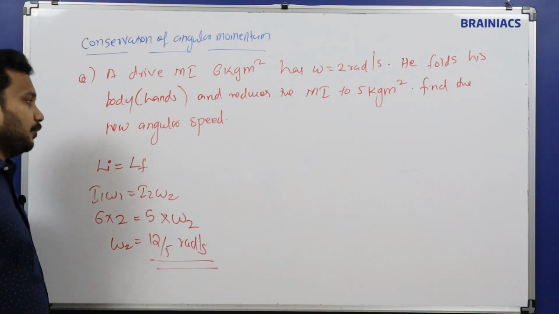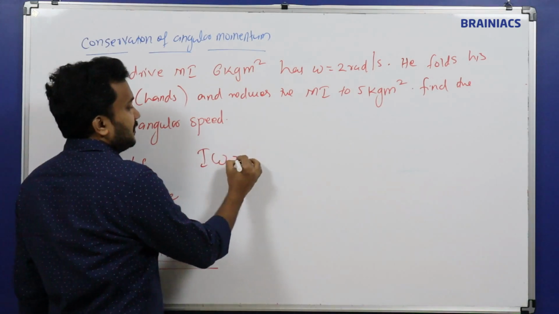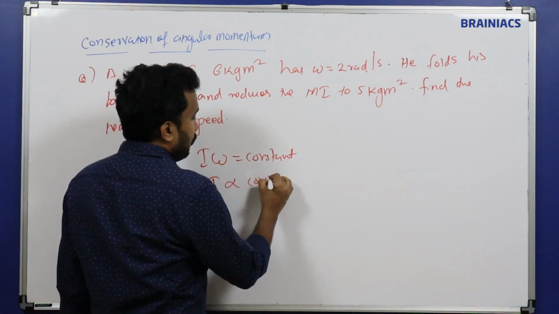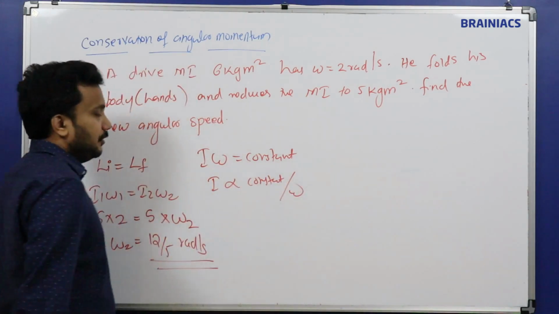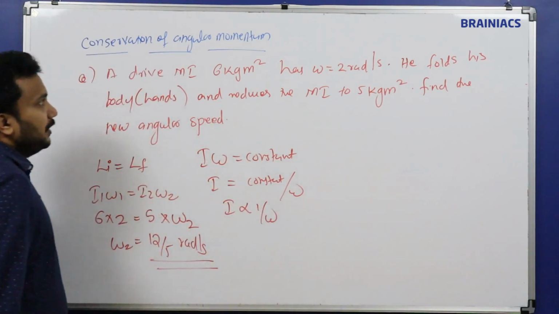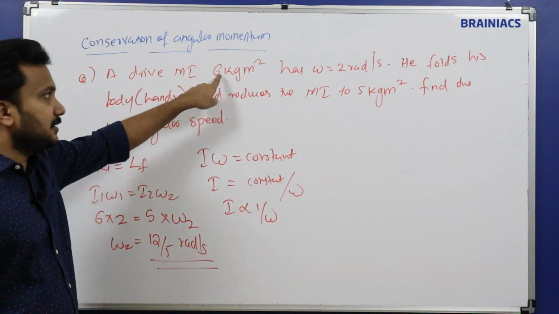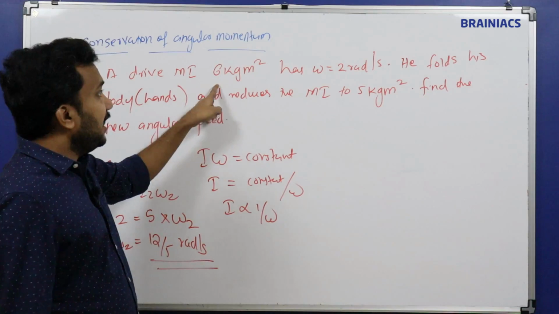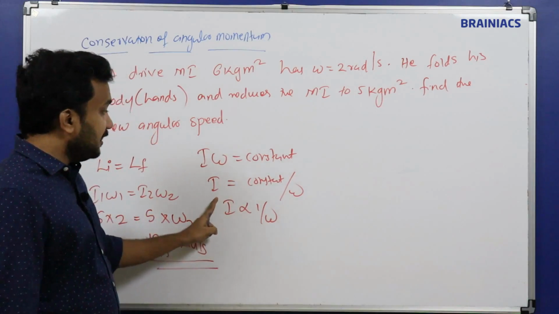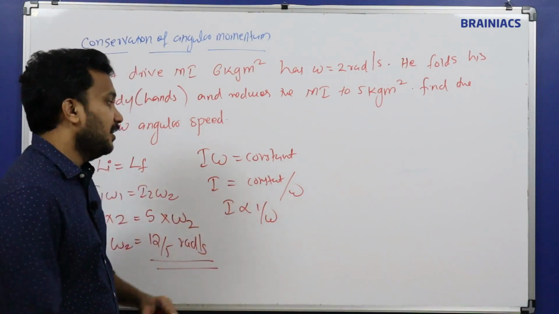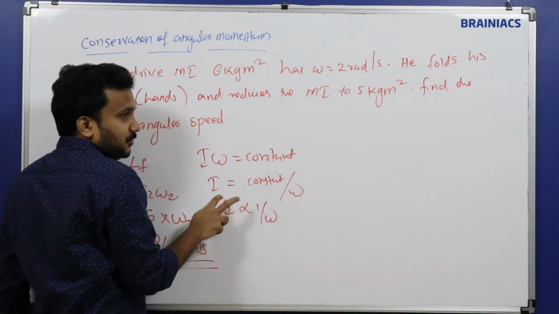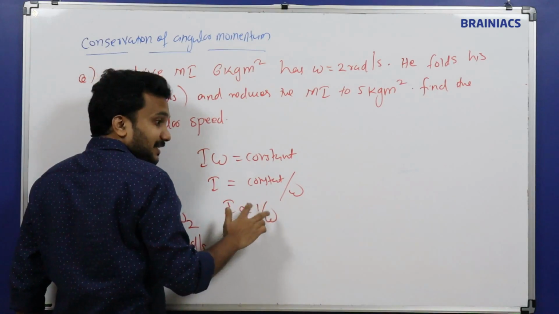What is the beauty you can see here? I omega is constant. So I is proportional to constant divided by omega, or I is equal to constant by omega, or I is proportional to 1 by omega. Now you see here I is equal to 6, omega is equal to 2. Now I is reduced, 6 to 5. So if I is reduced, then what will happen? Omega should increase, because it is an inverse relation.